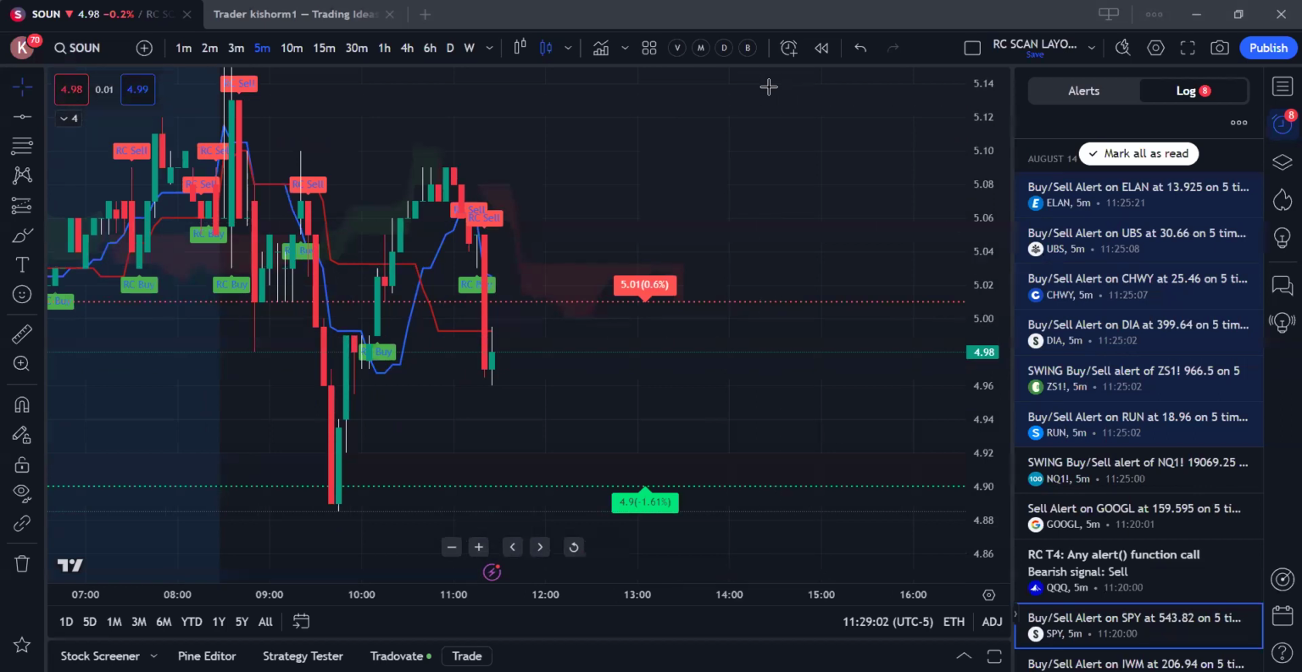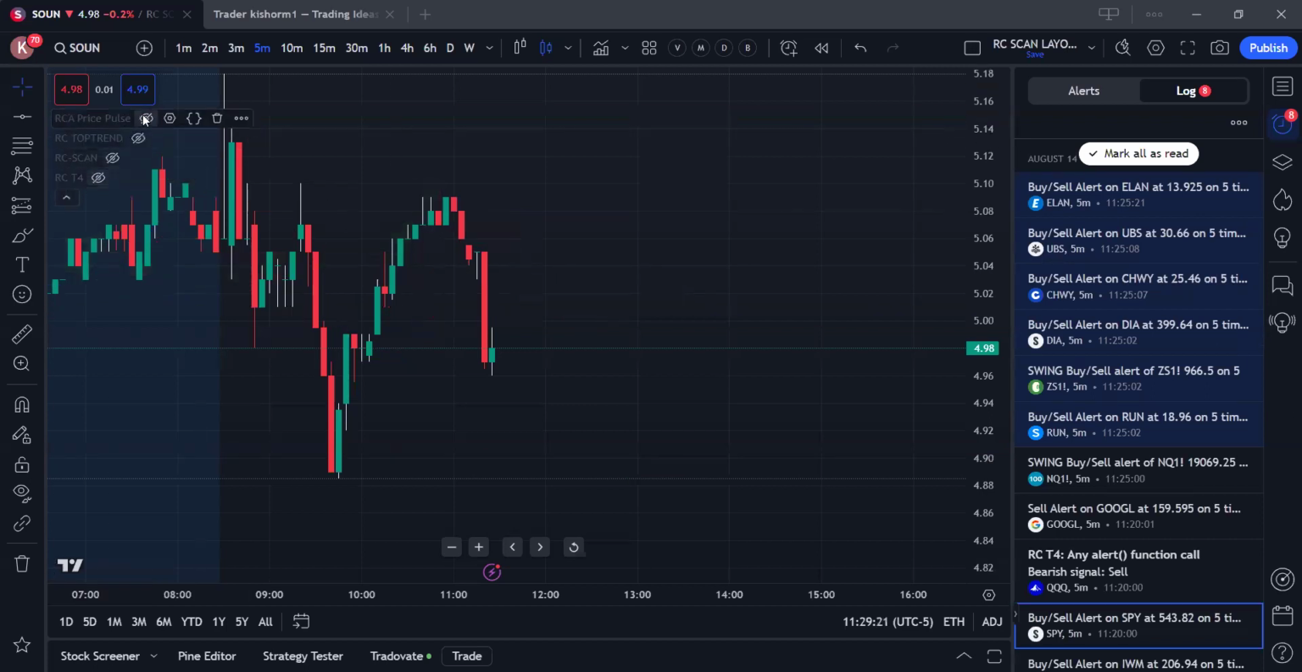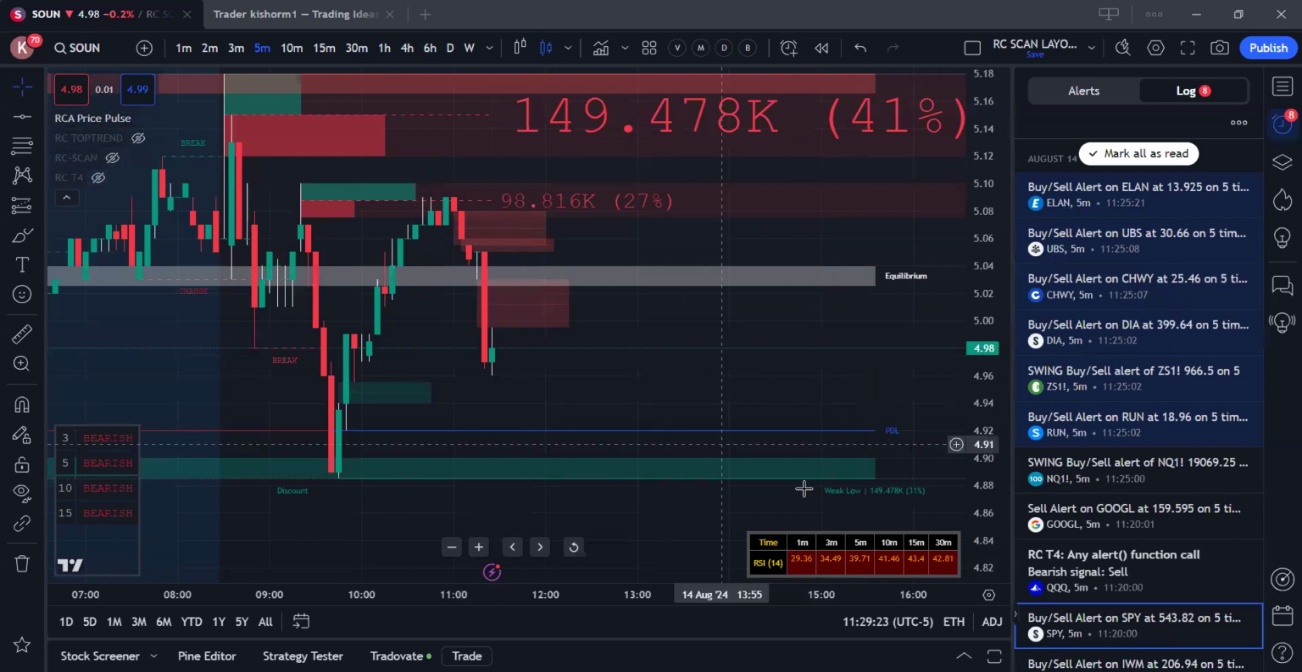So we made gains with nearly everything we took today. Right? SOUN made nice profits. W made nice profits. The same reason, you have everything red, everything red, everything red. Huge sell order blocks. It went up.